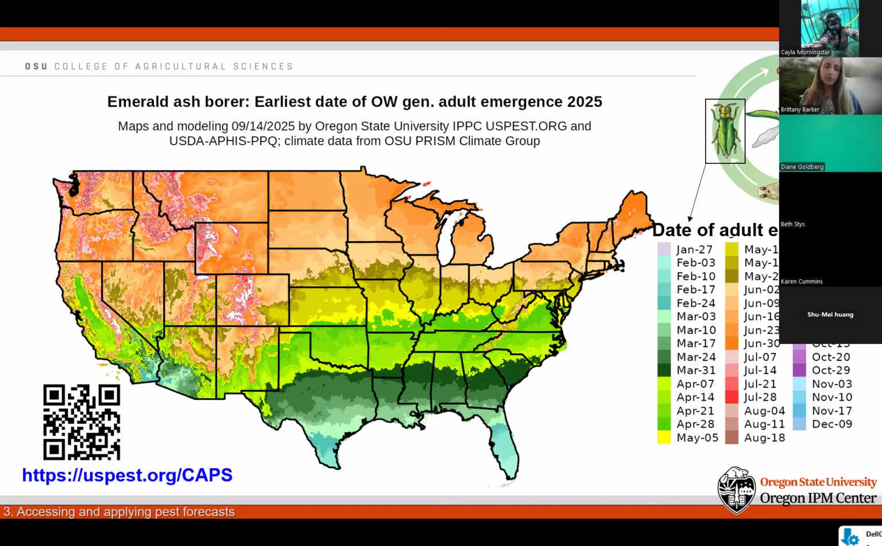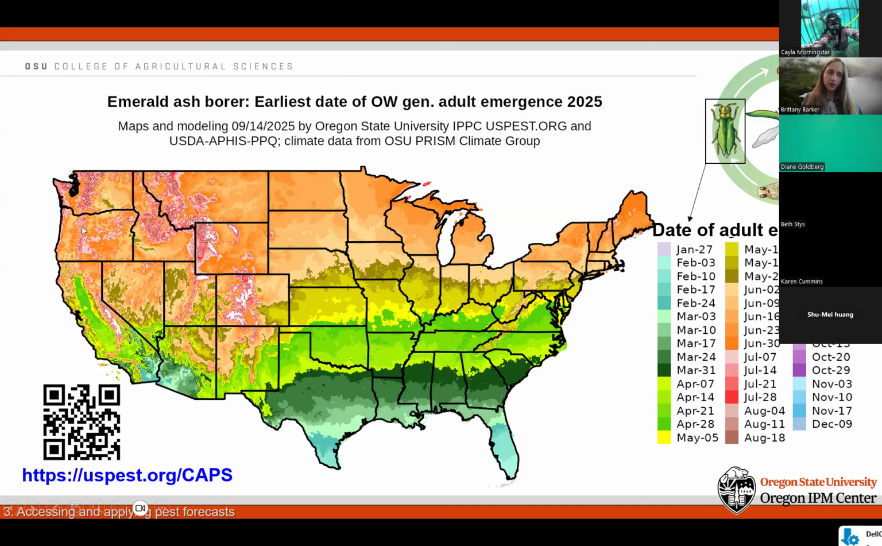Okay, so this map looks really similar to the one that I was showing you for Asian longhorn beetle. So we see again emergence occurring as early as February. If the EAB was found in Florida, that's where emergence would first occur. In the southeast, we see adults were predicted to emerge sometime in March or April.